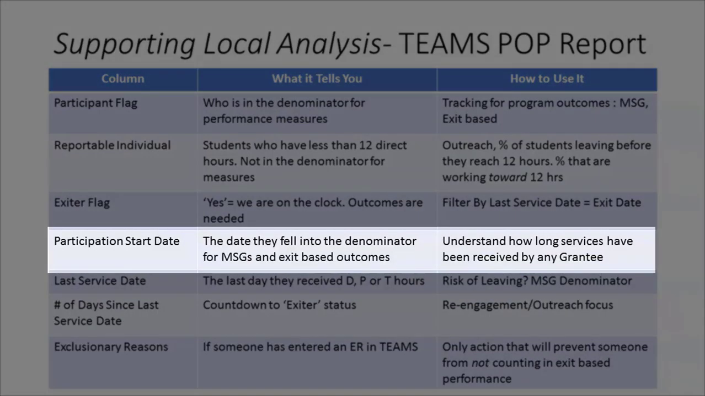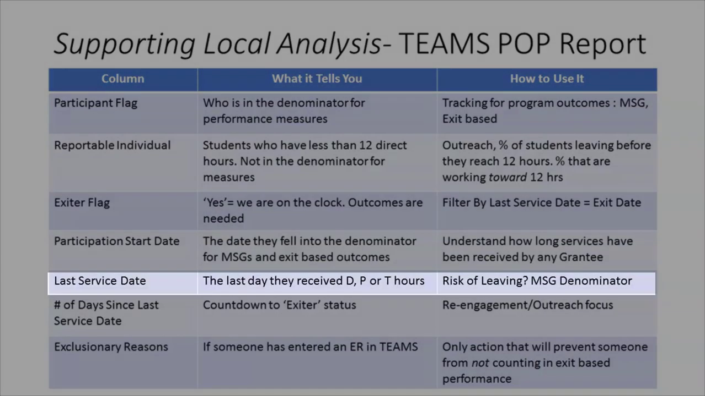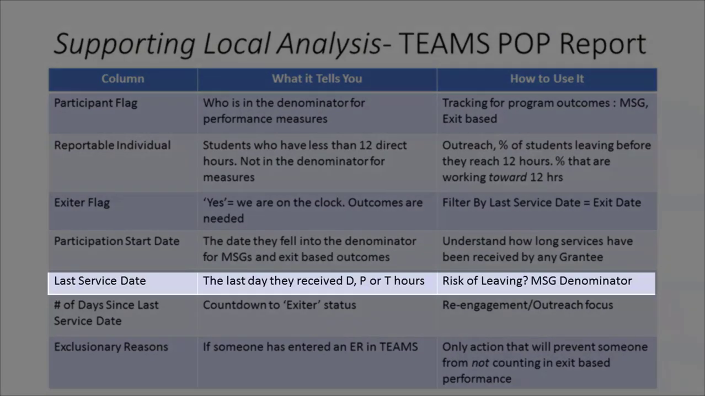Participation start date is going to be the day that participation flag went from a no to a yes. So the participation start date is literally what day did they get to 12 direct hours and started counting in our performance measures. Last service date is going to be just exactly what it says. It's the last date that we provided any services in terms of direct, proxy, or training hours for that individual.